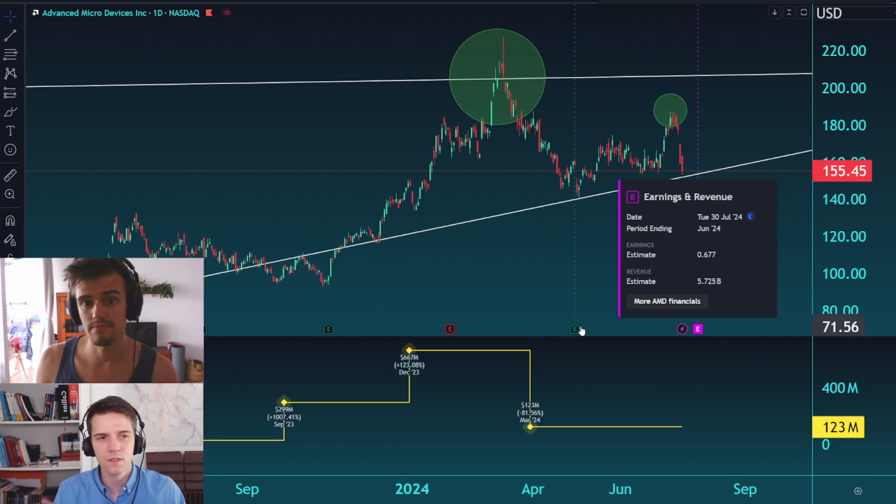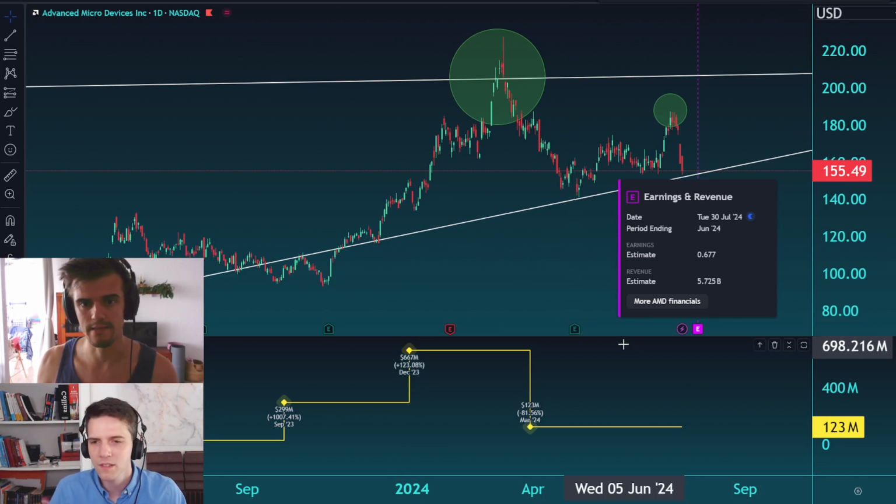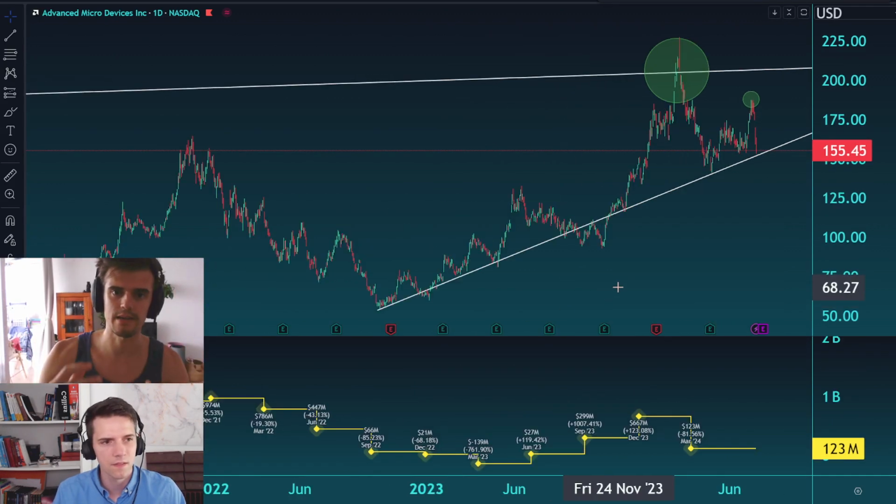And the price, it went down, but then it went up, maybe because we also had this lower support level. So we have to take into account both sides, fundamental and technical, I think.